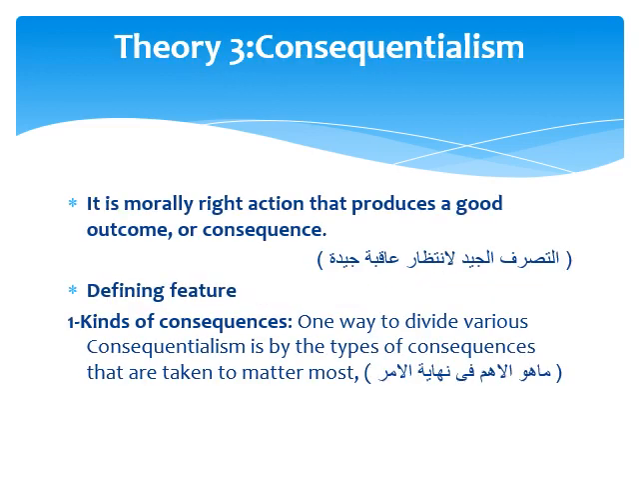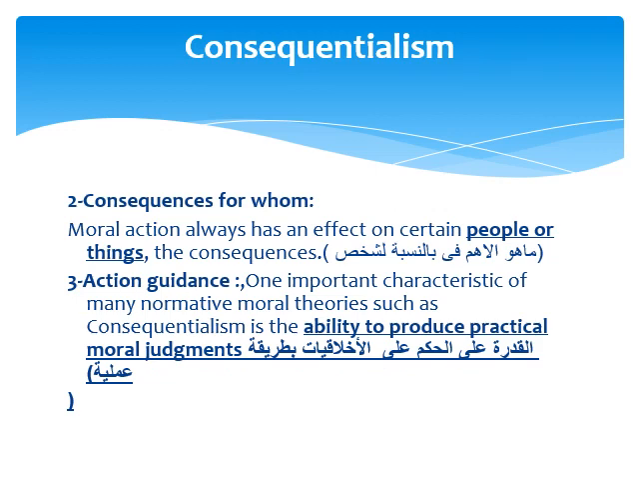The third theory is what we call consequentialism. Your action will depend upon the consequence. So you don't behave properly except if you are waiting for something good. Like what kind of consequence? One way to divide various consequentialisms is by the types of consequences that are taken to matter most. What is most important at the end is to get something good or a consequence for a certain person. You are concerned about that person.